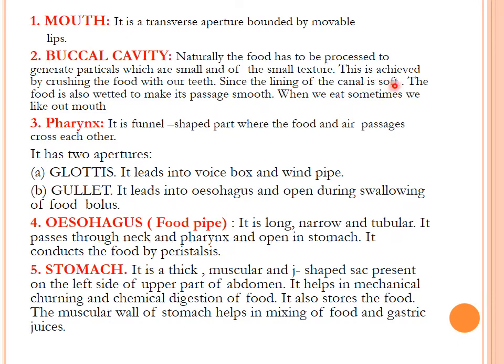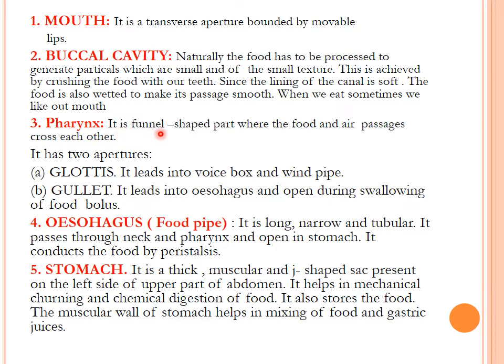Since the lining of the canal is soft, the food is also wetted to make its passage smooth. Here, food inside the buccal cavity is crushed properly and it gets wet. Why? Because the inner lining has a gland called the salivary gland, which produces saliva. ठीक है? That saliva lubricates the food. When we eat something, we like it, our mouth starts watering, na? Yes. Now the next part is the pharynx.